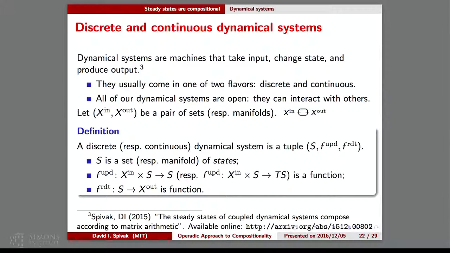What is a discrete dynamical system? It's a set or manifold of states. It's an update function that takes in an old state and an input and gives you a new state, or takes an old state and an input and gives you a tangent direction, like some ordinary differential equation. So when I say continuous dynamical systems, these are open ordinary differential equations that take input and give out output. The output function is here, sometimes called the readout function.